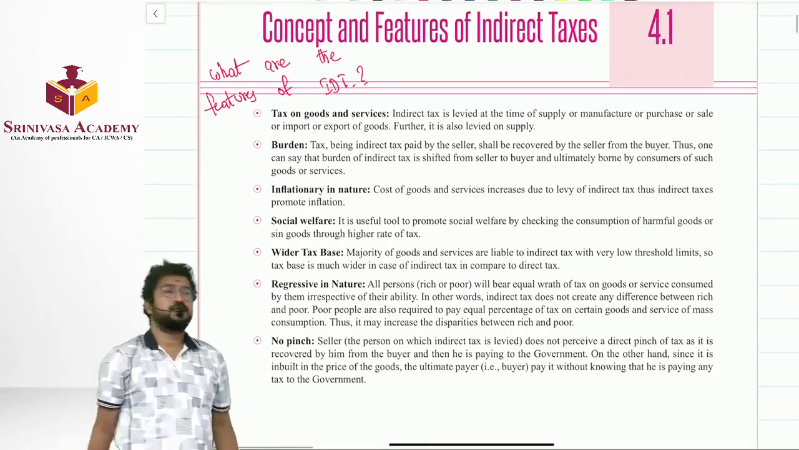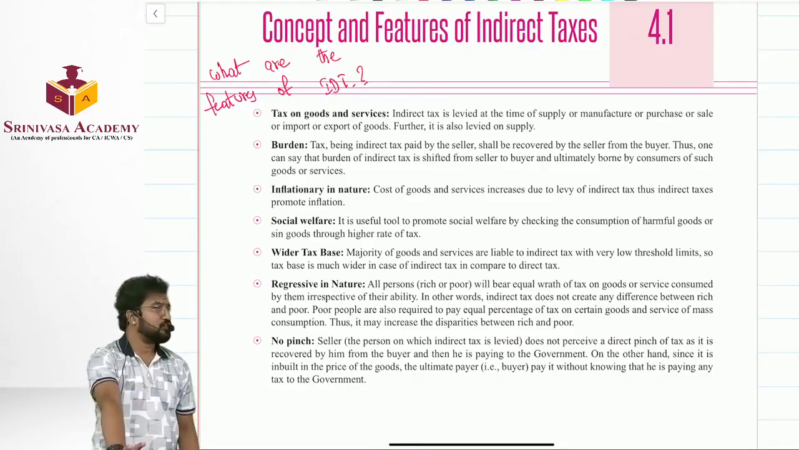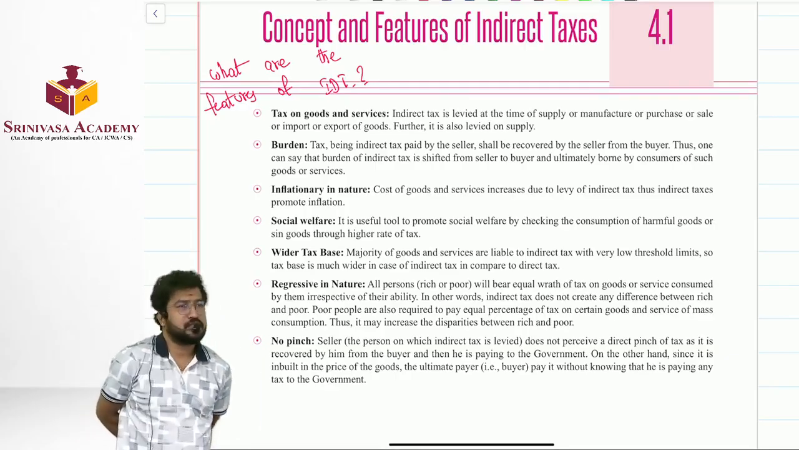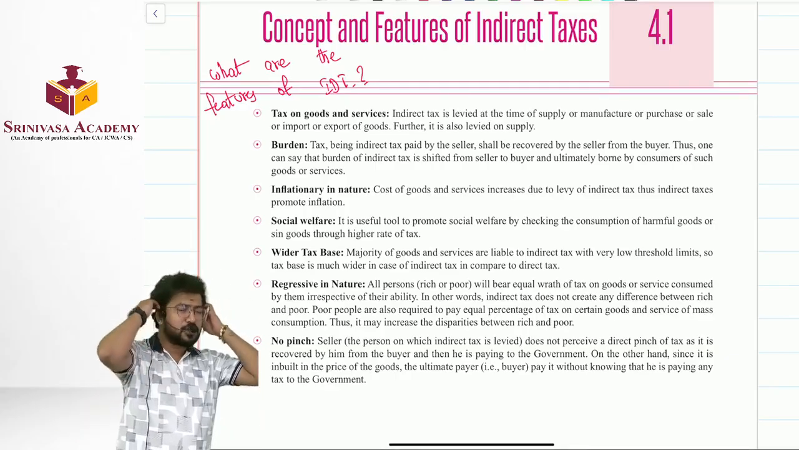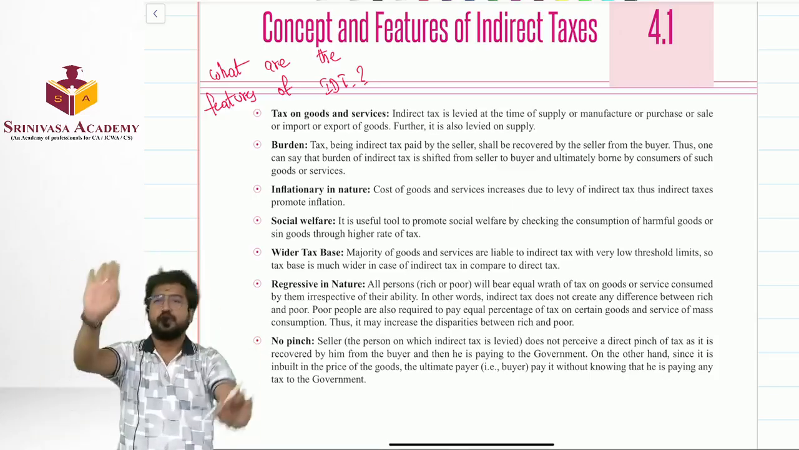Okay. So if you ask me doubt, should I mug up this? Yes, you should mug up this. Let us quickly go through these points. Right. What is the first point? Tax on goods and services. In indirect tax, we are not showing the discrimination. This is good, this is service. We will levy indirect tax on both goods and service.